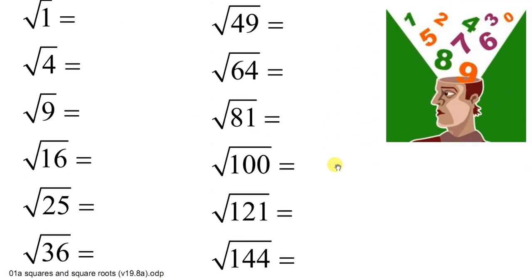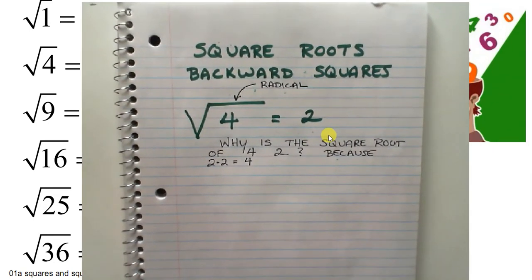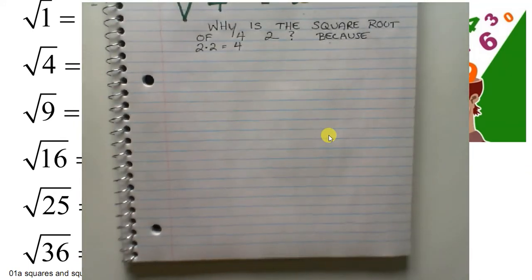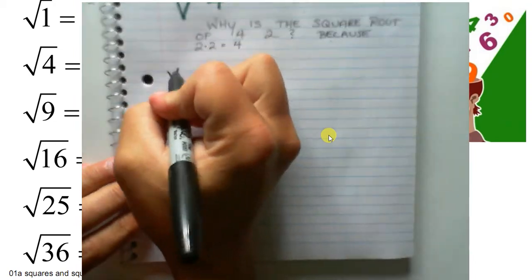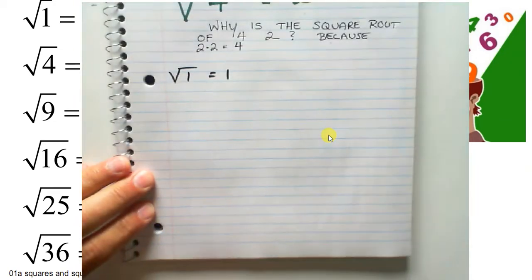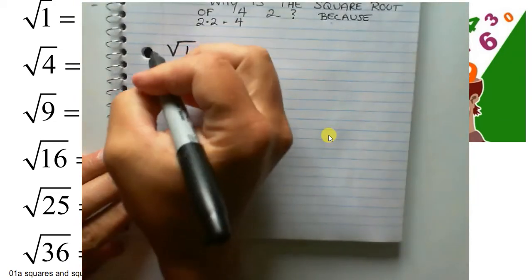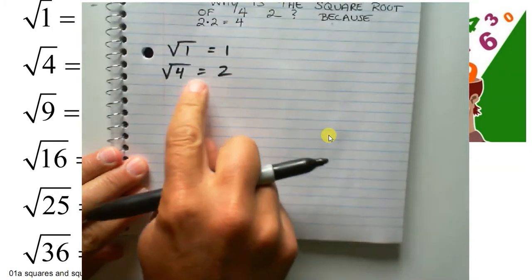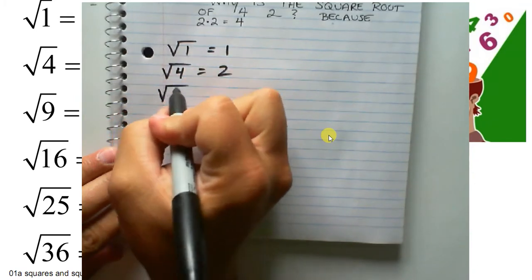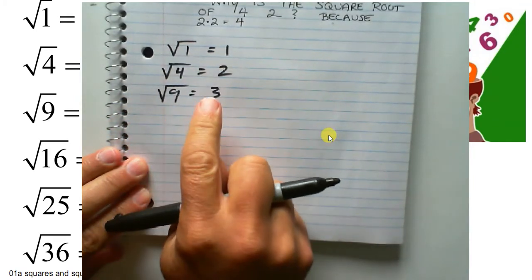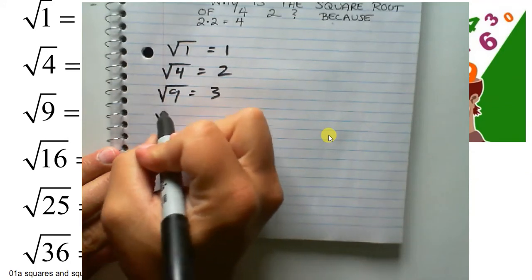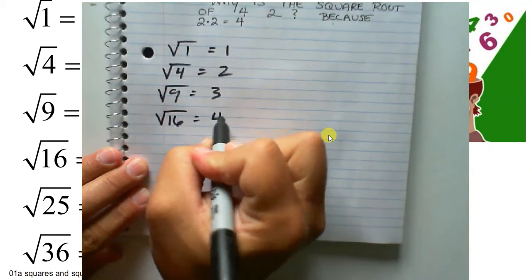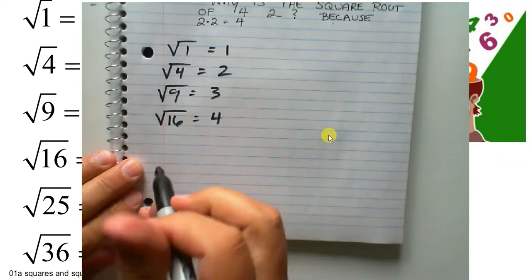And now we're going to do all the square roots up to 144. So we will start with the square root of 1 equals 1. Why? Because 1 times 1 equals 1. The square root of 4 equals 2. Why? Because 2 times 2 equals 4. The square root of 9 equals 3. Why? Because 3 times 3 equals 9. The square root of 16 equals 4. Why? Because 4 times 4 equals 16.